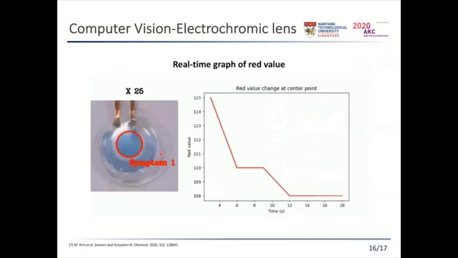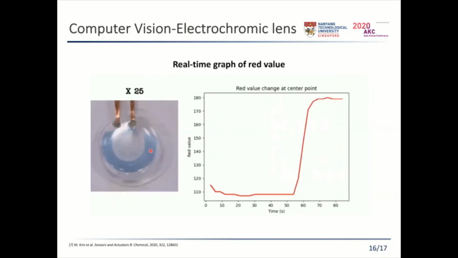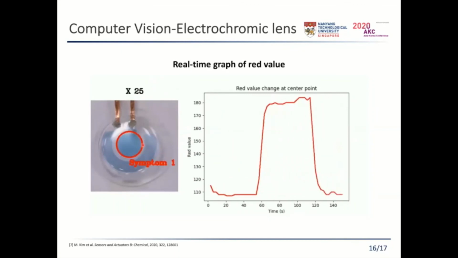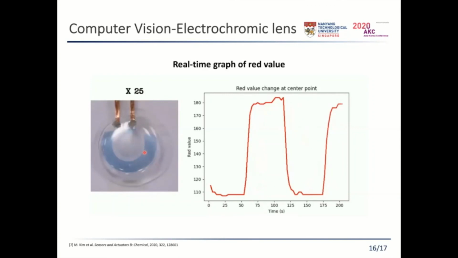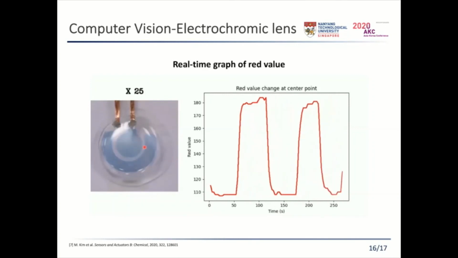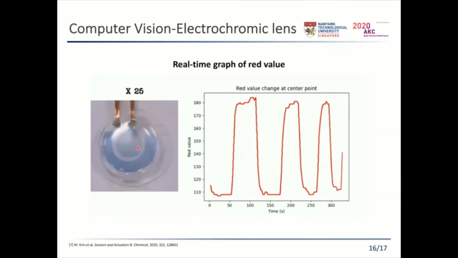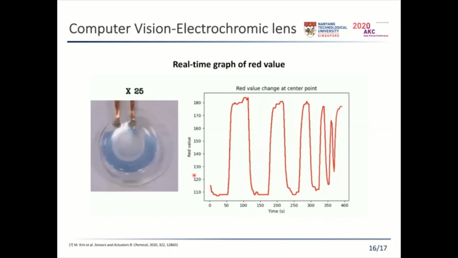Let's see the video. When there is a color change, computer vision detects the position of the color-changing place, and when there is no color change, then nothing comes out.